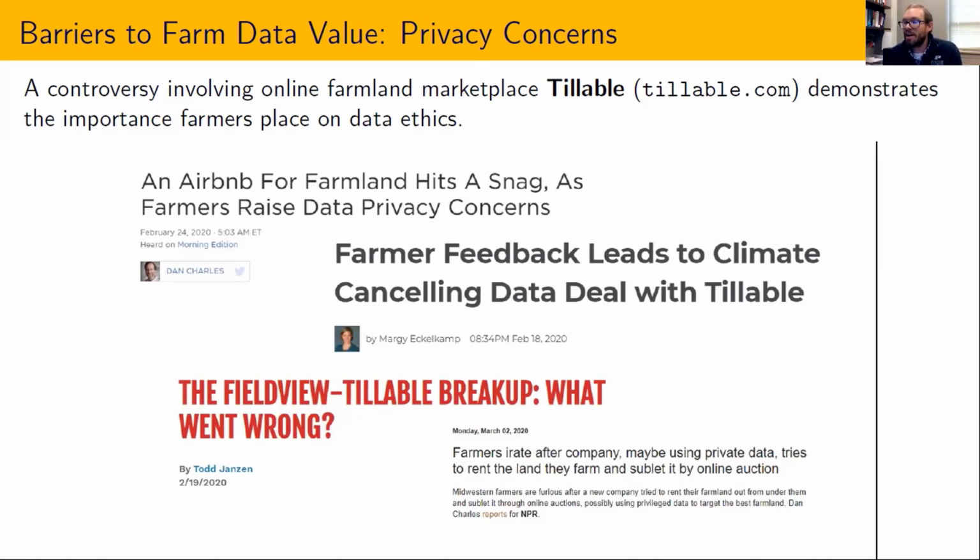Now, Tillable has maintained the whole time that they never established a data connection with FieldView. They never transferred any data from FieldView to Tillable, but at that point, the damage had been done. The narrative had sort of formed, and FieldView ended up terminating their relationship with Tillable. And I think Tillable tried to issue some kind of a mea culpa and reintroduce themselves to the farming community, and I don't know how well it went over, but it's a story that really cuts to the core of this privacy issue, because when you're talking about data and farmers' relationship with landowners, you have to value farmers' trust, and you have to be careful with that.